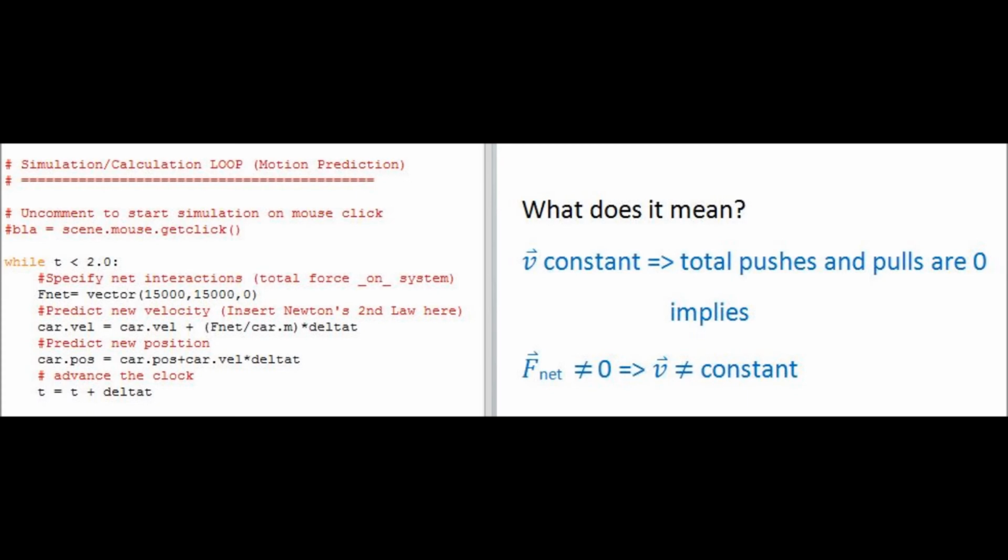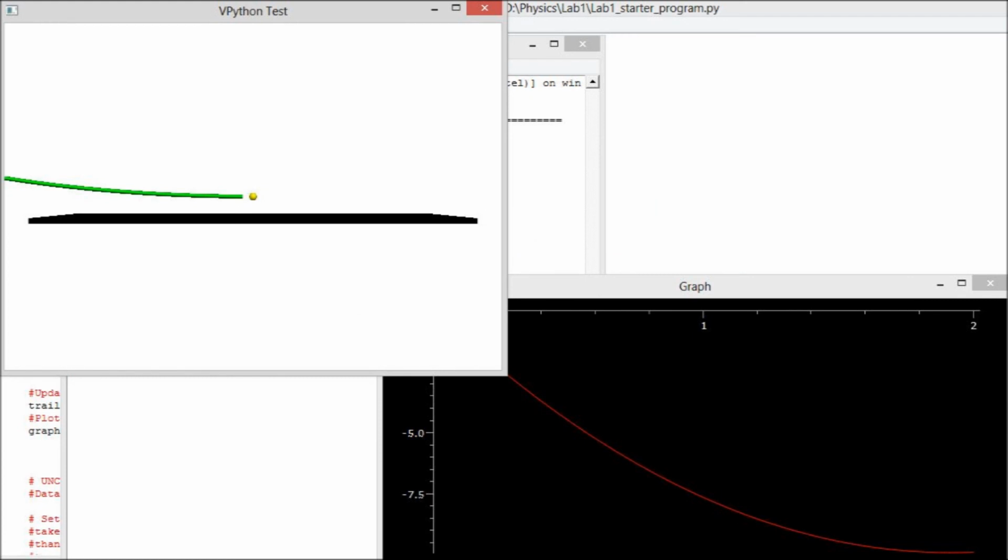Finally, what does this all mean? If velocity is constant, then fnet must be 0. This implies that if fnet is not 0, then velocity is not constant. Plugging this into the model, the graph has a curve and is no longer linear. This suggests that the speed and/or direction is changing.